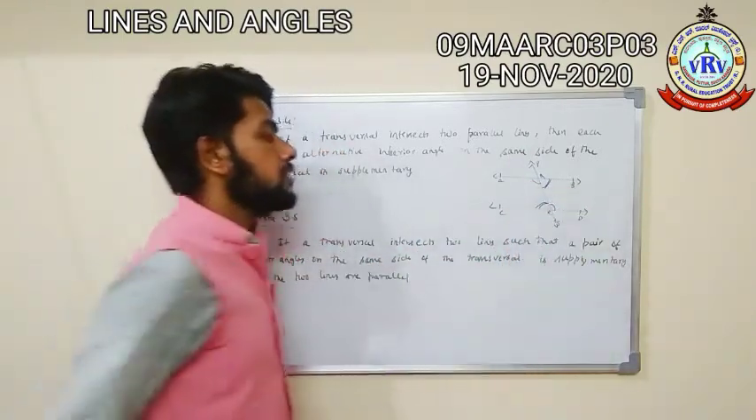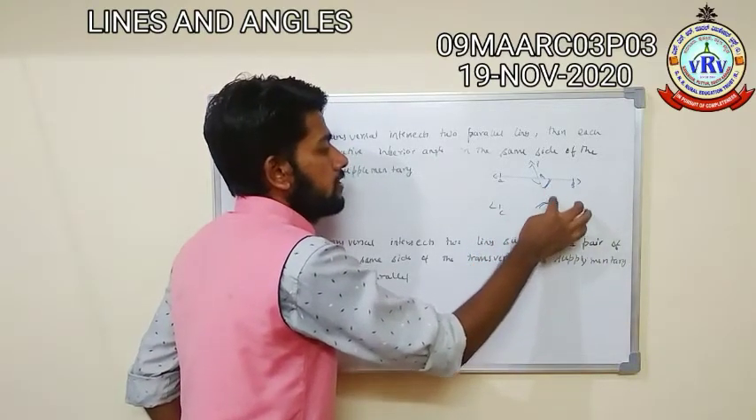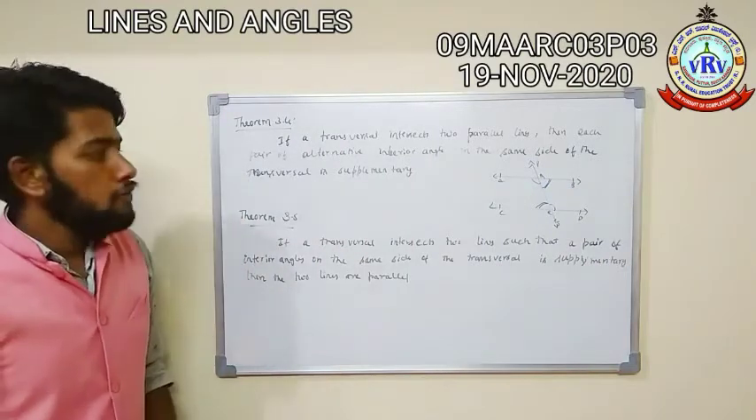Or the sum of BQR and QRD should be equal to 180. That is theorem number 3.4.